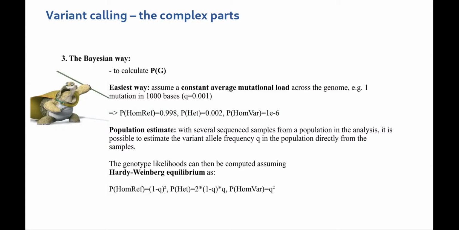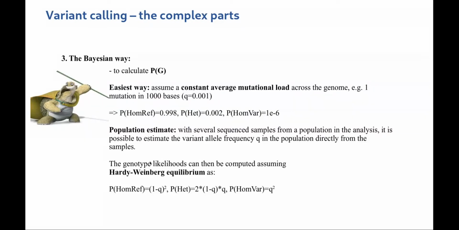Now in a diploid genome, of course, that chance is twice as high. So the probability for a heterozygous genotype is then 2 times that mutational load, so it's 0.002 in our case. And you can then calculate the probability for the homozygous reference genotype and the homozygous variant genotype as these values.